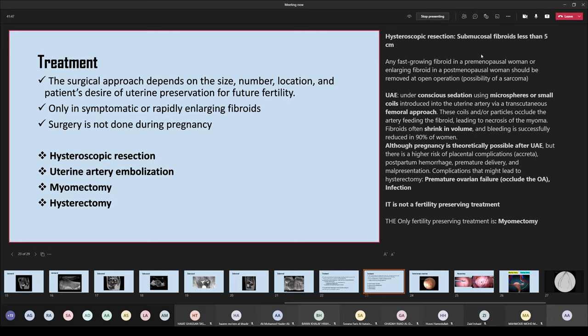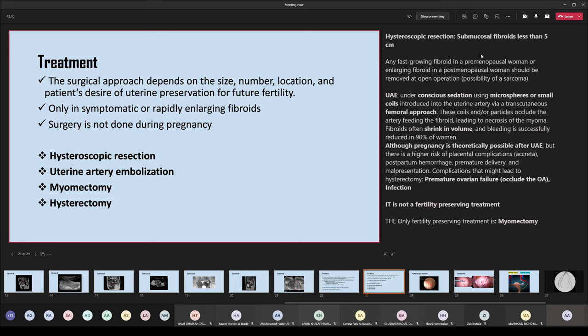Now, although pregnancy is theoretically possible after uterine artery embolization, it is not considered a fertility preserving treatment because we have complications. Some of these complications might lead to hysterectomy and removal of the uterus altogether. And if they get pregnant, which is not recommended, there's a much higher risk of other complications, placental complications, postpartum hemorrhage, premature delivery, and so on. So it's not a fertility preserving treatment.